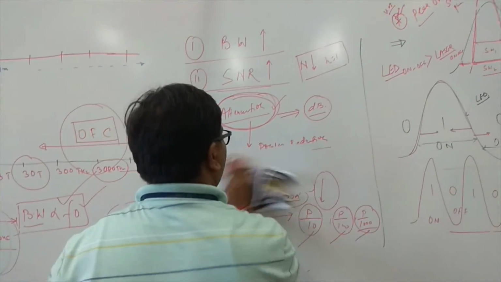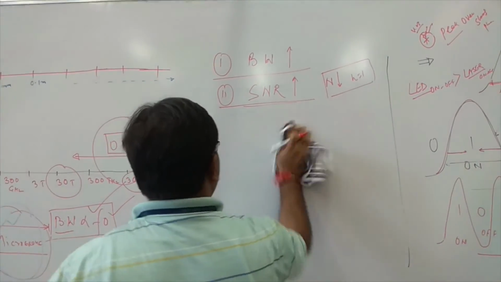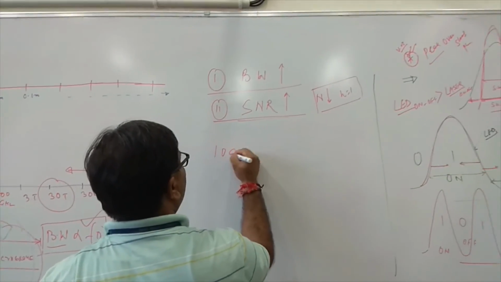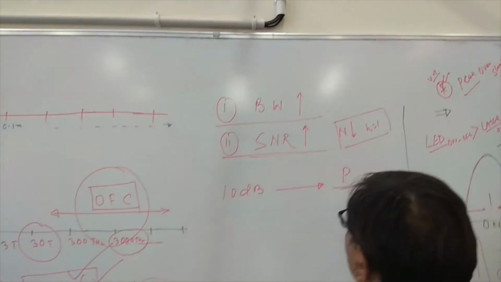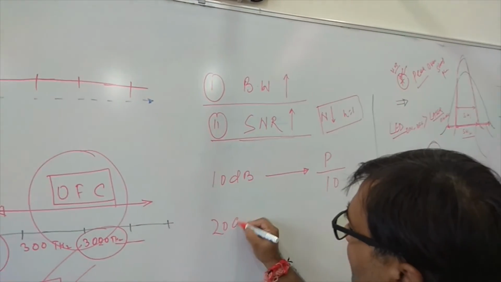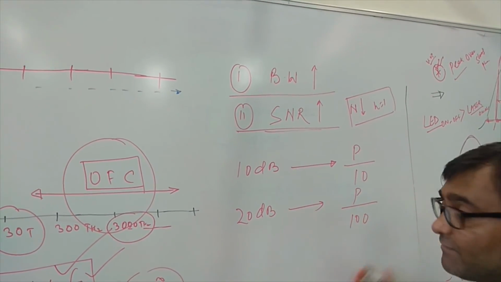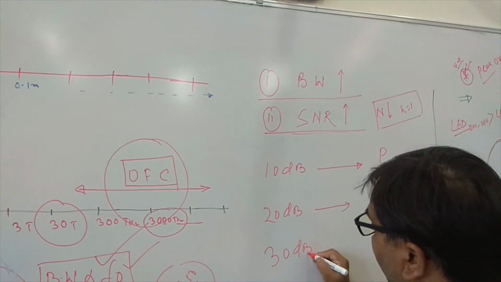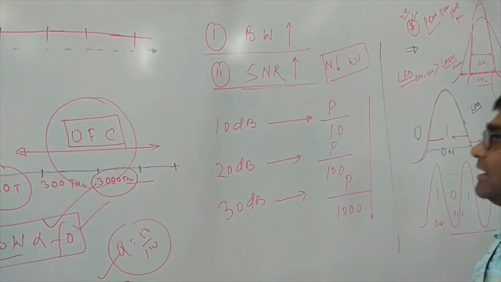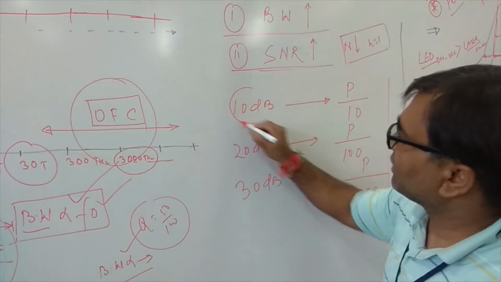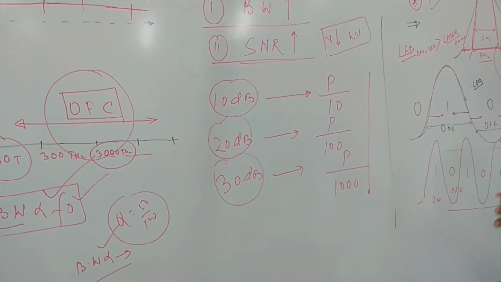So see here. This is really important, students. If attenuation is a reduction by 10 dB, that means your power is reduced by a factor of 10. If 20 dB loss, attenuation loss, then P by 100. See what the factor is. If 30 dB, then P by 1000. Right. So power decreases as per the attenuation loss. Attenuation loss is nothing but the power reduction.